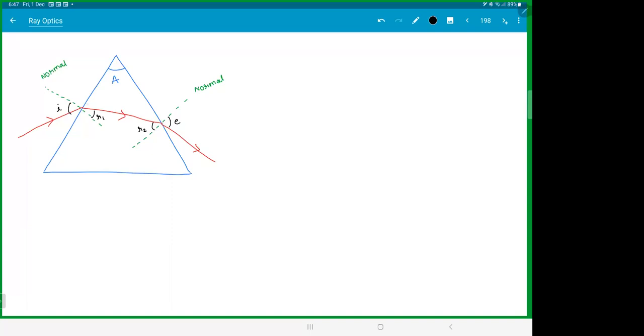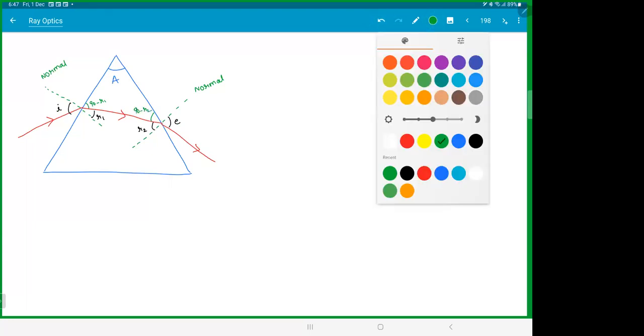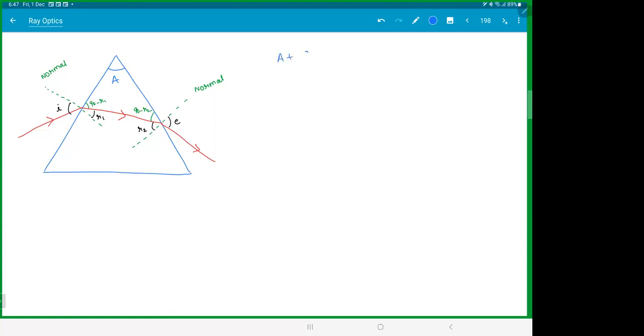Now from here you can clearly see if this is R1, this would be 90 minus R1 because it's a normal, the total is 90. This is 90 minus R2. And in that upper triangle, the sum of the angles, A plus 90 minus R1 plus 90 minus R2, should be equal to 180. So we get A is equal to R1 plus R2. This is your first formula. I is the angle of incidence, E is the angle of emergence.